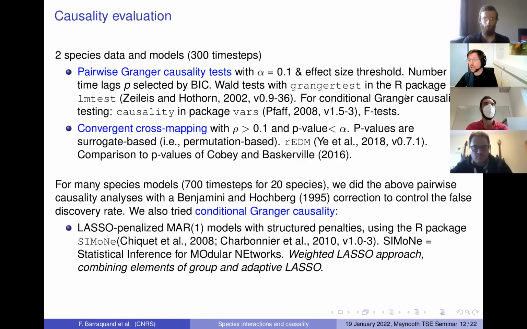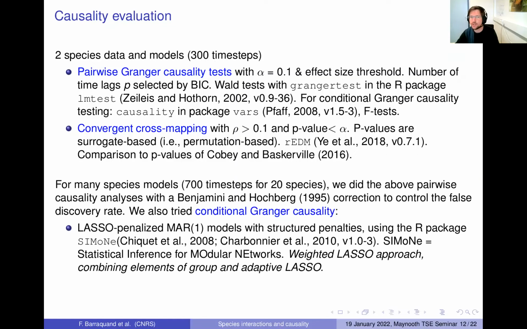Now we have to evaluate if there are interactions between those models once we have the time series. So for the 2 species models, we've done it with 300 time steps. And we did pairwise Granger causality tests using alpha of 10% and also an effect size threshold. Those who know statistics well are probably wondering why an effect size threshold.